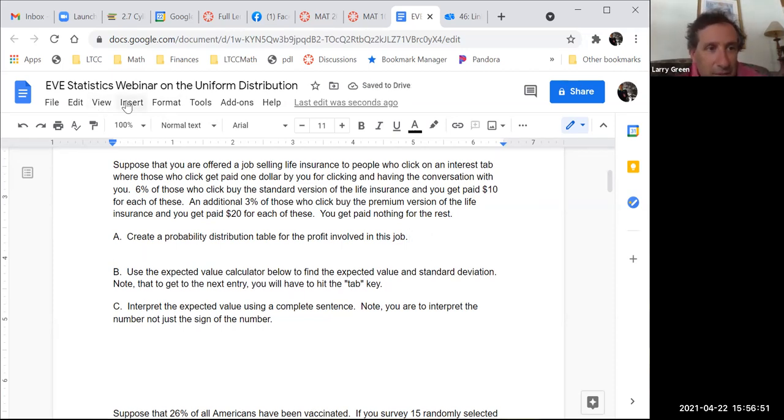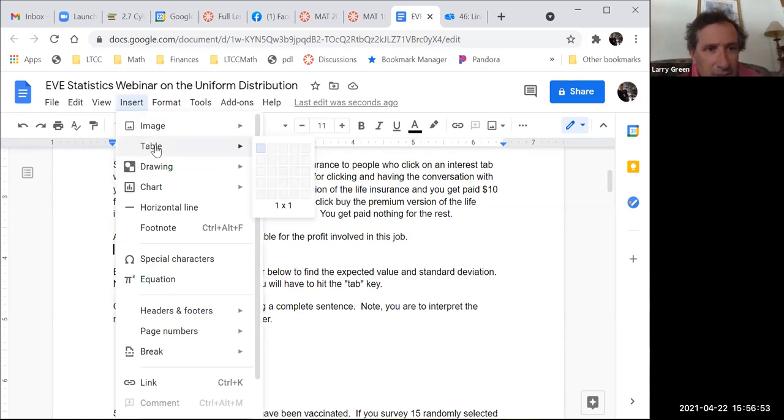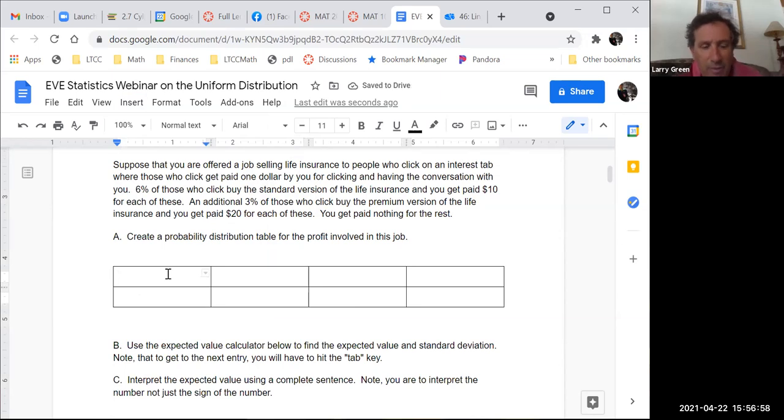So let me create a table. And if you remember, X and P of X, always in the probability distribution table, X and P of X are the labels for the first and second rows or first and second columns, depending on how you write them. Any questions so far? Okay, so let me ask you, what are the possible values for X?